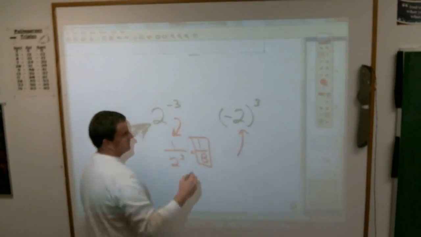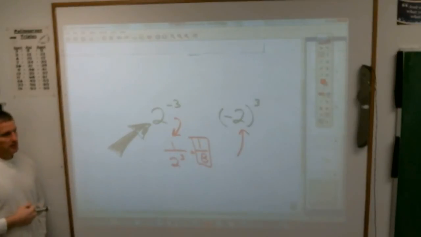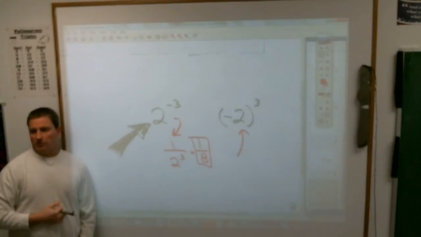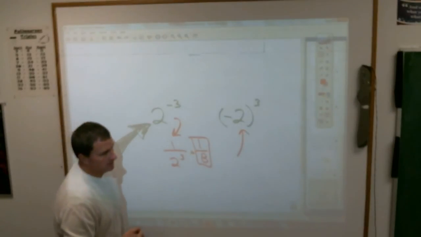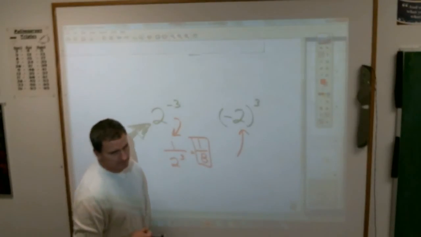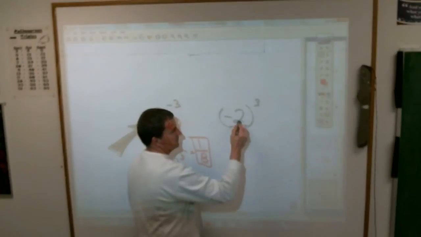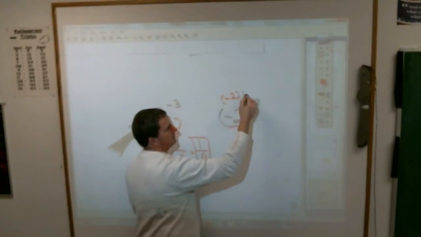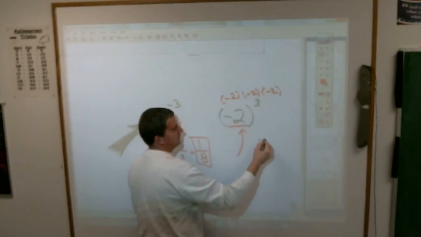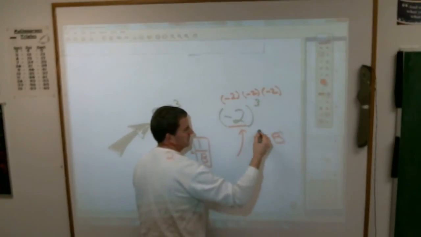What's the answer to this? Negative 2 to the third power is... Don't be afraid of being wrong. Who thinks they got it? Come on, somebody. Take a giant leap of faith. David says 8. It is not 8. Landon? Negative 8. Negative 8, because what is it? It's negative 2 times negative 2 times negative 2. Three negatives multiplied together give you a negative. 2 times 2 times 2 is 8.